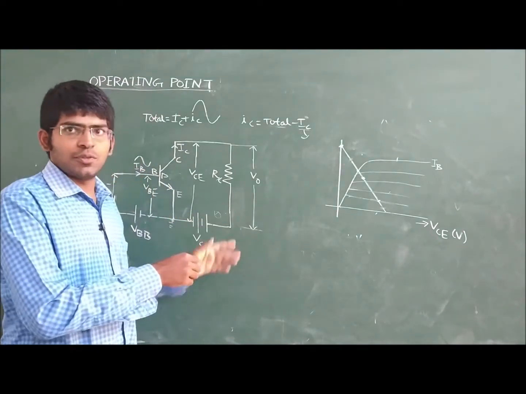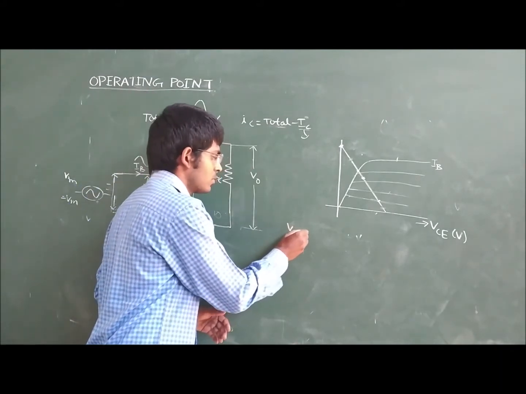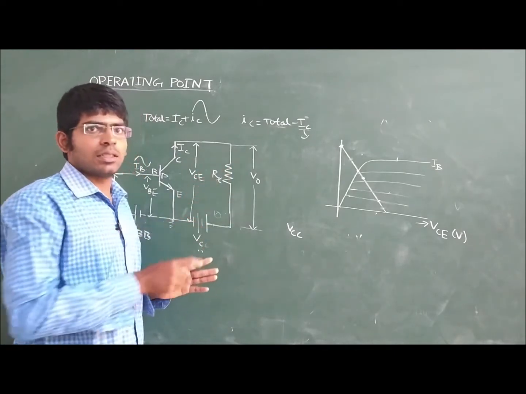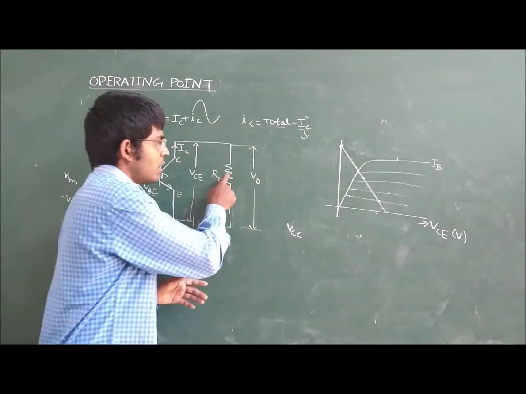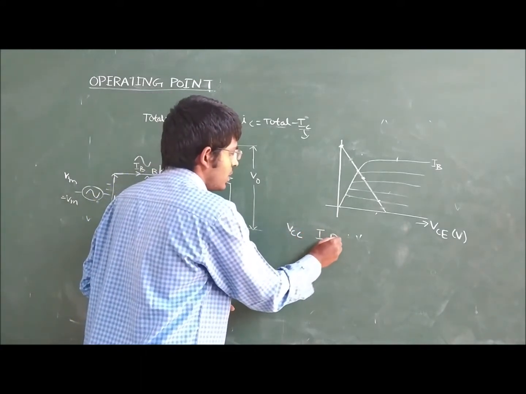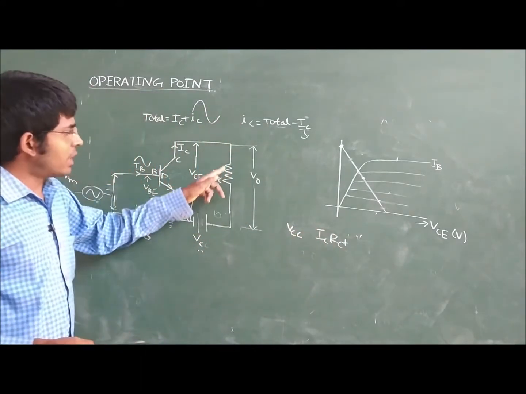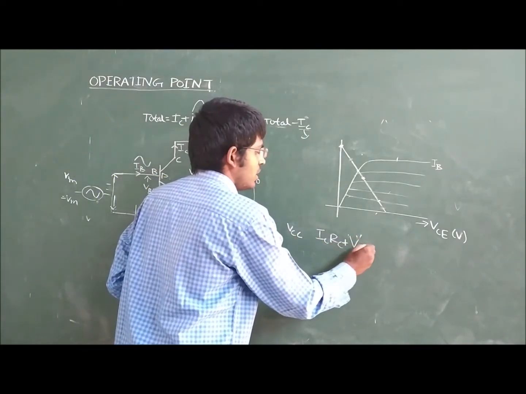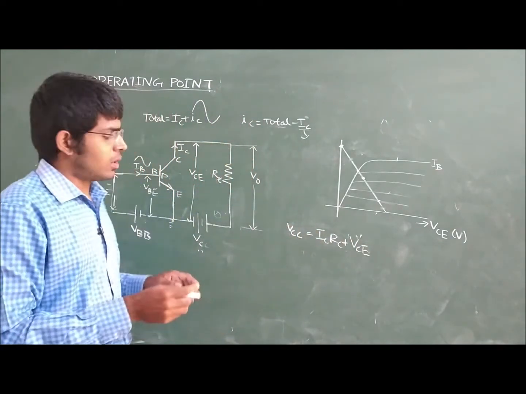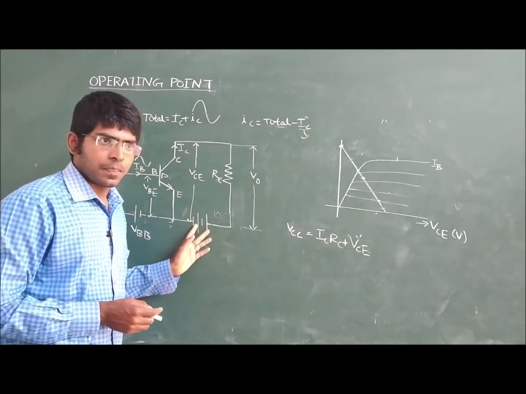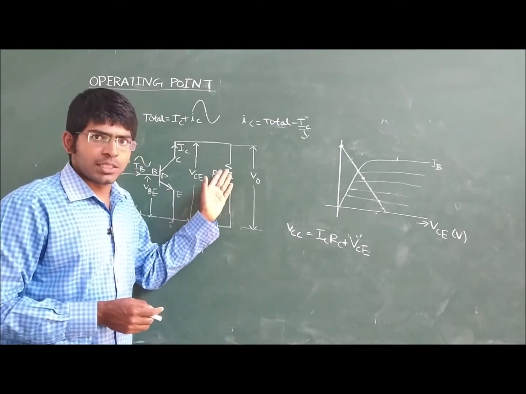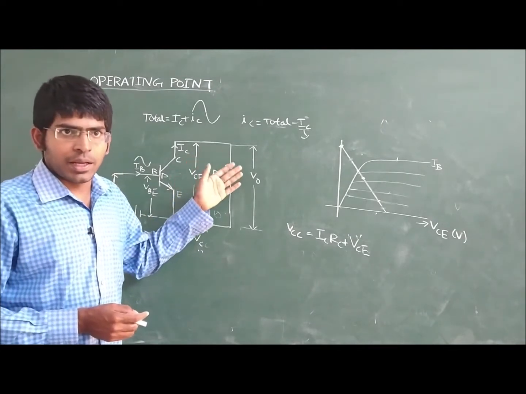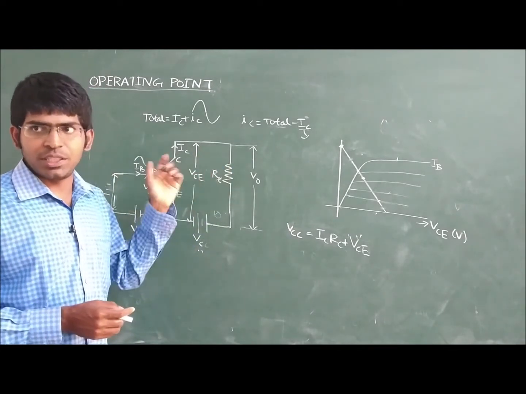The supply we are giving is VCC. This is the supply, and the current across the resistor is IC. So the voltage drop is ICRC, and the remaining voltage drop is VCE. So this is VCE. The entire supply is distributed to this resistor, that is ICRC, and the remaining voltage is given to the transistor, that is VCE.